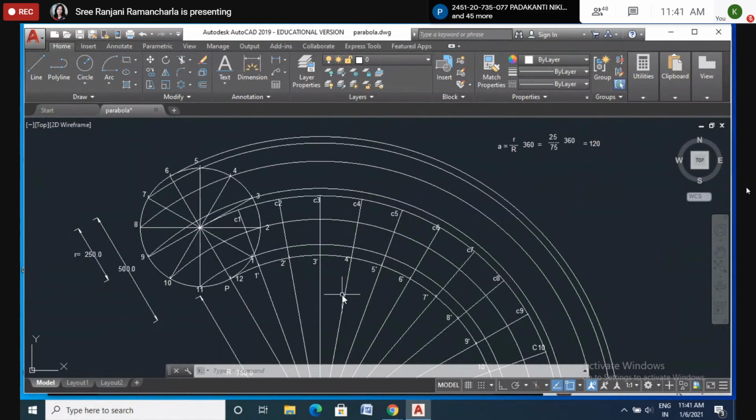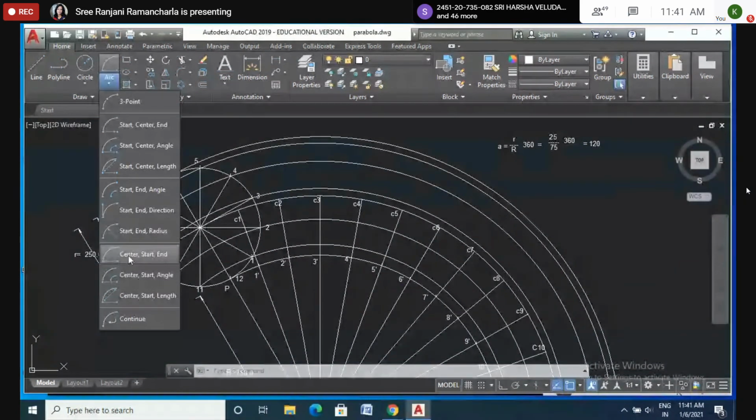From P and that small circle radius, we should measure 2.5 centimeters. From C1, we should take 2.5 as the radius and cut an arc. Where do we have to cut? On the line passing through 11 and 1, the curve passes from 11 and 1. Yes, good. So now we'll go to the arc.